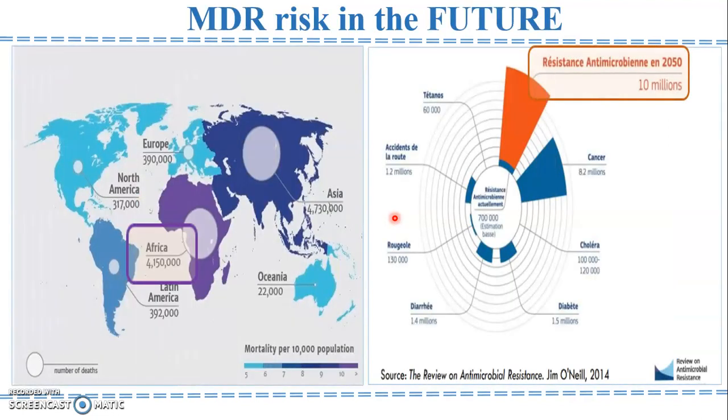According to the estimates by the Review on Antimicrobial Resistance, MDR will be the leading cause of death in the future, and statistics show the number of annual deaths caused by antimicrobial resistance is higher in Africa. This is probably due to several reasons such as poverty, incorrect use of antibiotics, and poor diagnosis of infections.